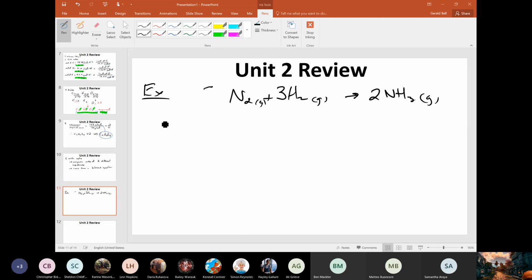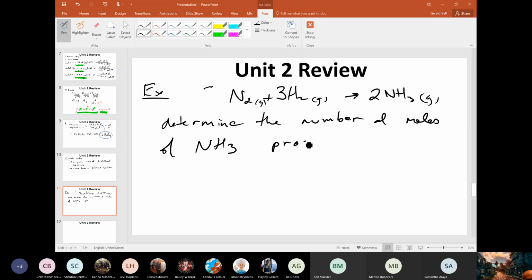Okay, so mole ratio. Let's determine the number of moles of NH3 produced when 10 moles of H2 reacts with excess N2. So we know limiting reagents is on the horizon, but this one's not a limiting reagent one because I'm just giving us one number. And if you see the word excess, that means that there isn't a limiting reagent. It's already been determined for you.